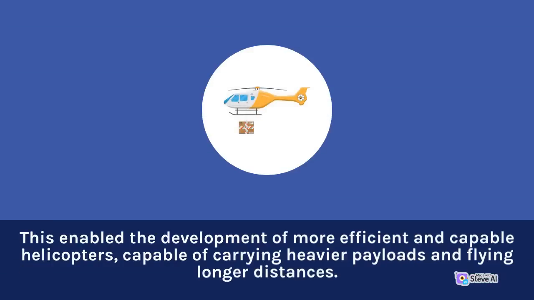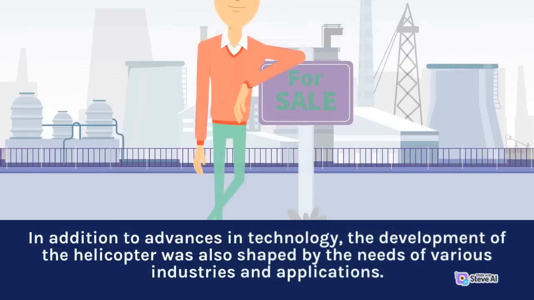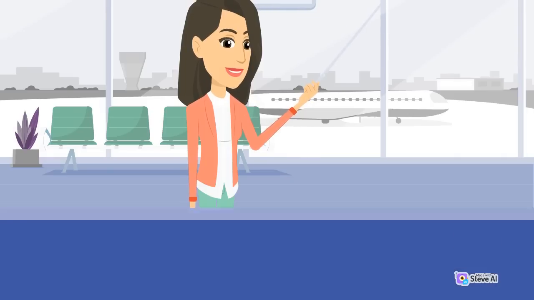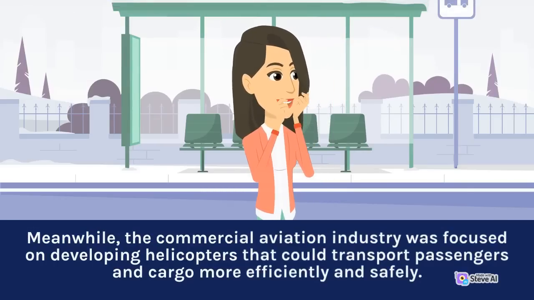This enabled the development of more efficient and capable helicopters, capable of carrying heavier payloads and flying longer distances. In addition to advances in technology, the development of the helicopter was also shaped by the needs of various industries and applications. Military and law enforcement agencies, for example, required helicopters that could perform a range of missions, from reconnaissance and surveillance to troop transport and combat support. Meanwhile, the commercial aviation industry was focused on developing helicopters that could transport passengers and cargo more efficiently and safely.